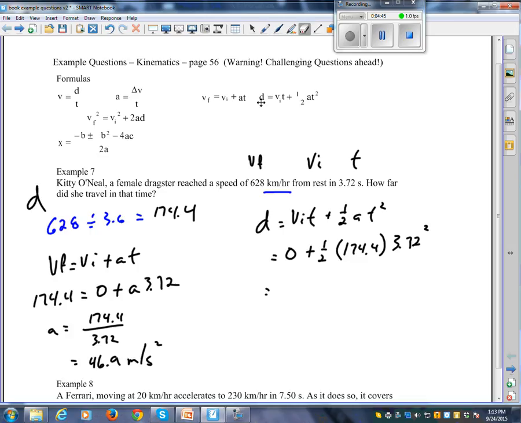Oh, I screwed up. I put velocity in for acceleration. So take 46.9 times a half, multiply by 3.72 and square it. I get 324.5 meters. Anyone else get that? Or pretty close? Did I forget something?